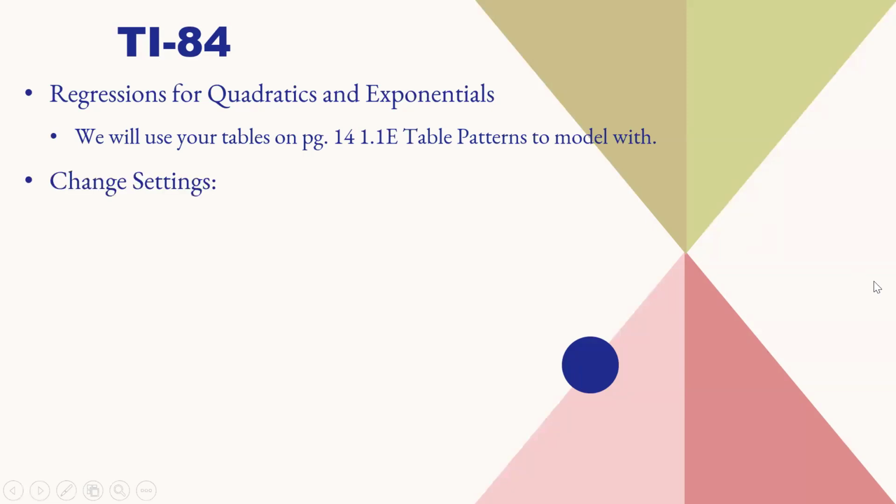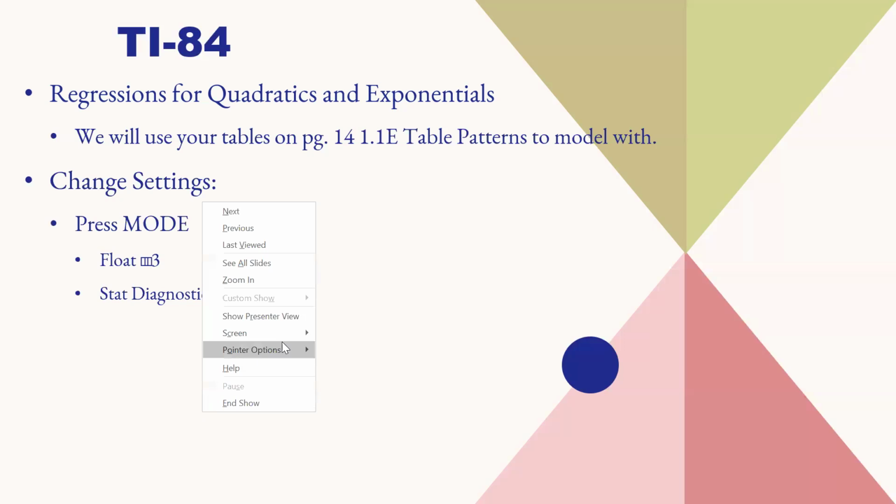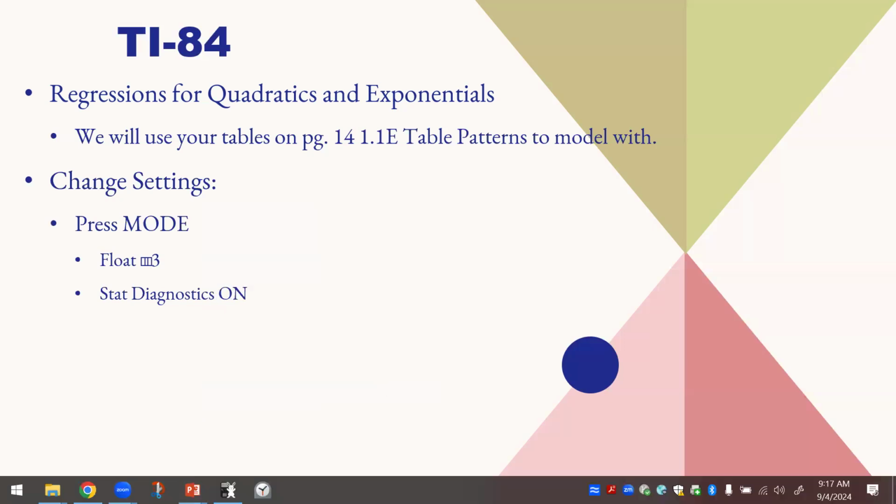Okay. The main thing that we're going to be doing is changing our settings. The key thing here is there's a new feature that we want to turn on, and that's our R² value, where it tells us what it is. In order to turn that on, we're going to press mode. We're going to float, and then we're going to turn on our stat diagnostics. The reason we're going to have it float is so that we're rounding to the nearest 3 decimal places. Okay.